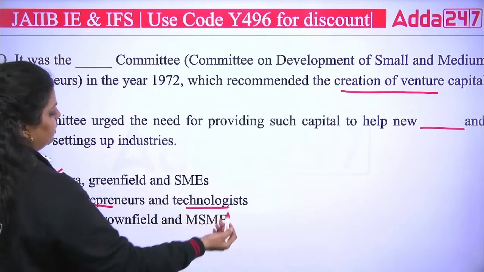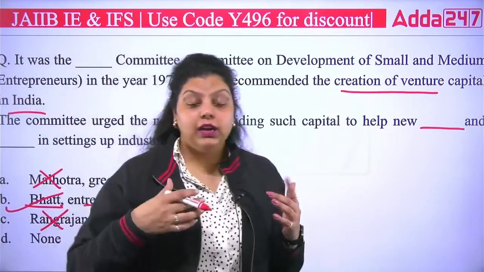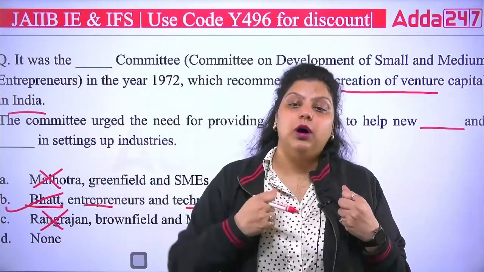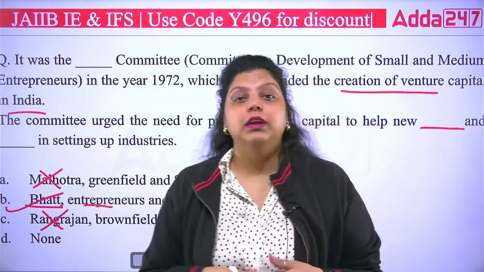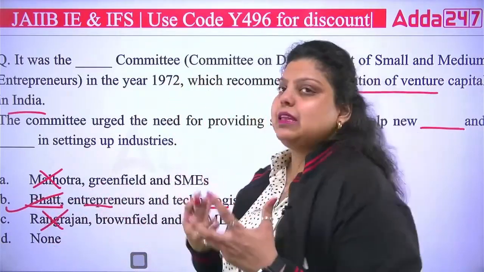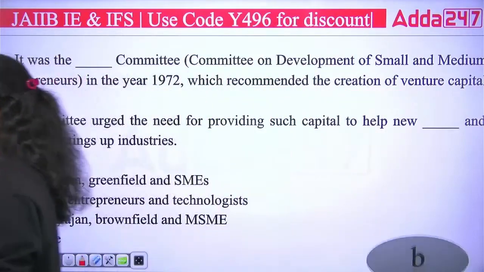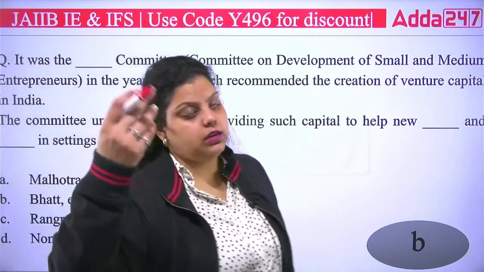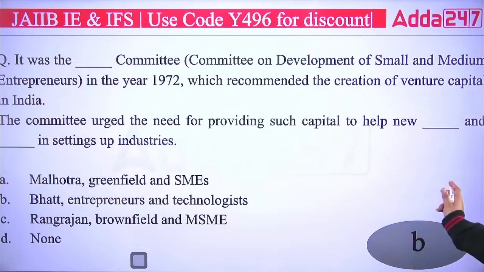The committee urged the need for providing such capital to help new entrepreneurs and technologists, because venture capital actually invests in startups, and those are the persons who have just become entrepreneurs. They started doing their business in the country. So entrepreneur and technologist means those who are building new ideas for the startup. So the right answer here will be B. The Bhatt committee in 1972 recommended that we should have venture capital, and they provide funding to startups, entrepreneurs and technologists. So the right answer will be B.